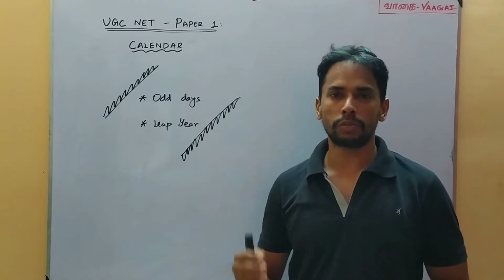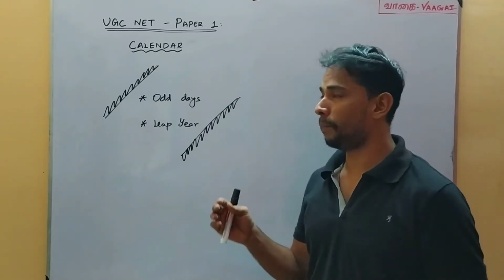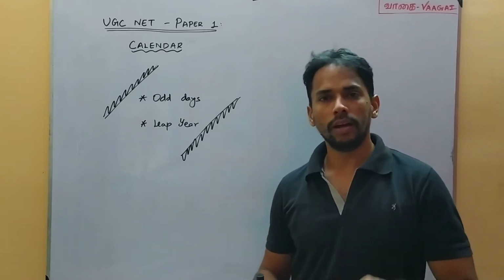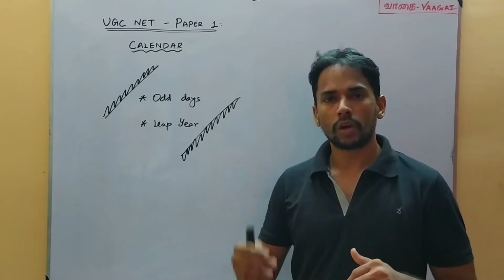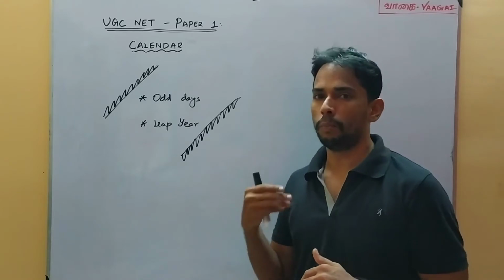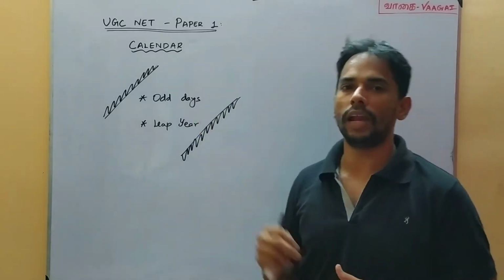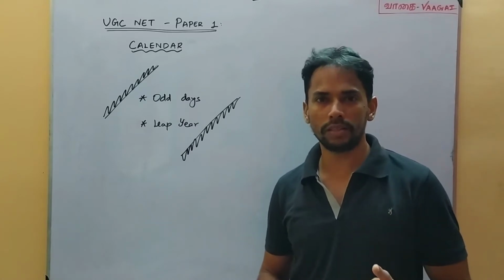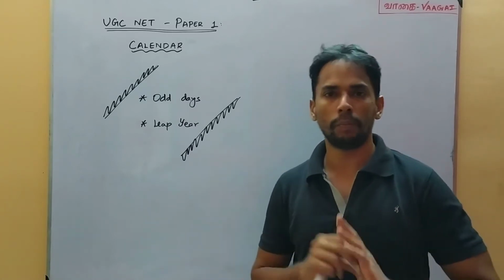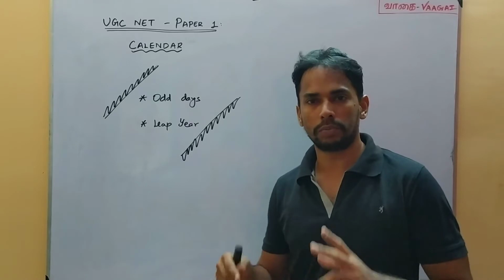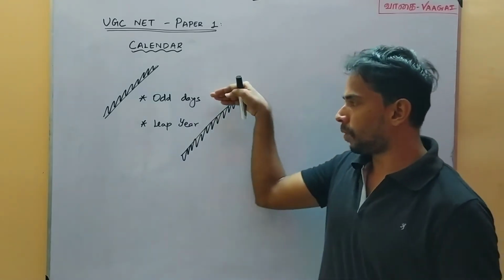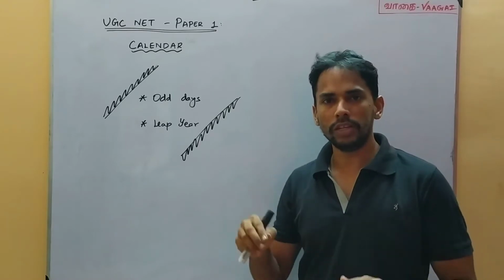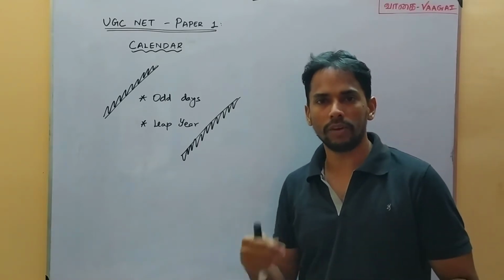We will see concepts related to UGC NET paper 1 mathematics and aptitude part, and following that, in this session again we are going to see concepts related to another important topic, which is calendars. And when it comes to calendars, we have two basic things with which we can always start this topic: the concept of odd days and leap year. These two things are what we are going to see in this session.